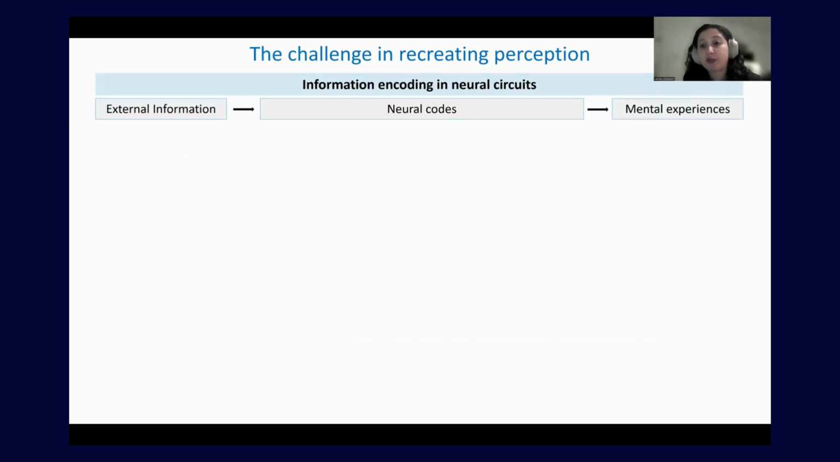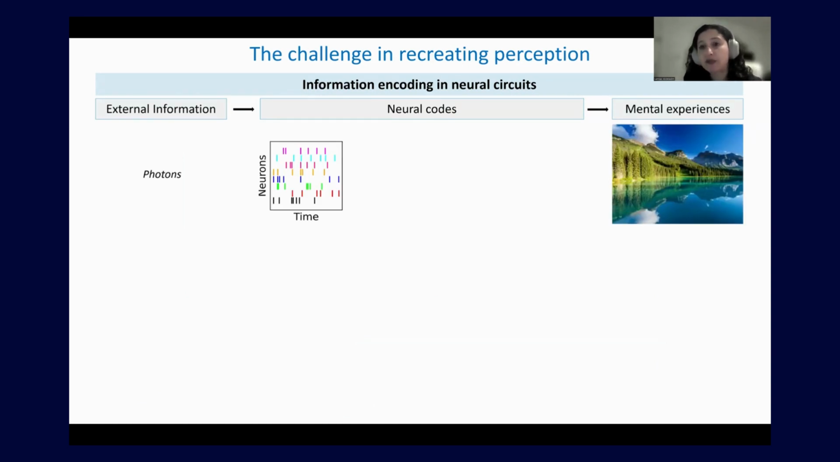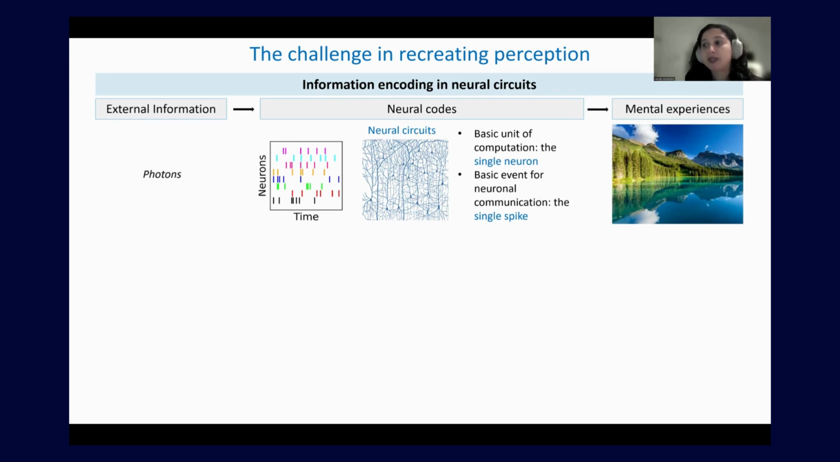So a general principle of neuroscience is that information from the external world is encoded into the brain, and that these neural codes are what generate all forms of mental experiences. That is the case in particular for perception and vision. These neural codes are implemented by neural circuits, with the single neuron and the single spike or action potential being the basic units of computation.